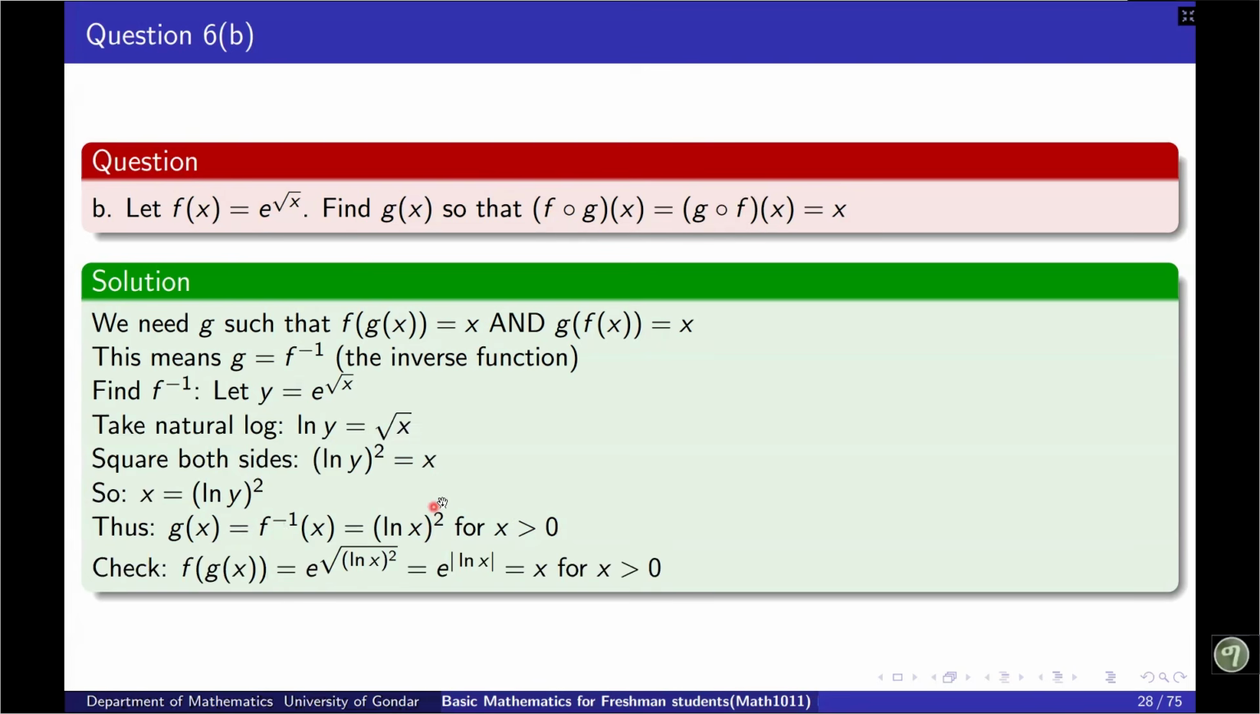Just to check whether this is exactly the expression for g of x or not, f of g of x needs to be x, as we are given here. So f of g of x equals e to the power of the square root of (ln x) squared. The square root of the square becomes the absolute value of ln x. Because x is greater than 0 here, e to the power of ln x is x for every x greater than 0. So it is perfectly the function we need.